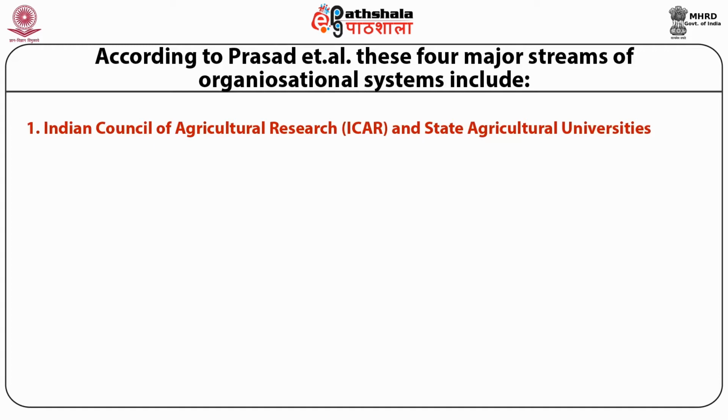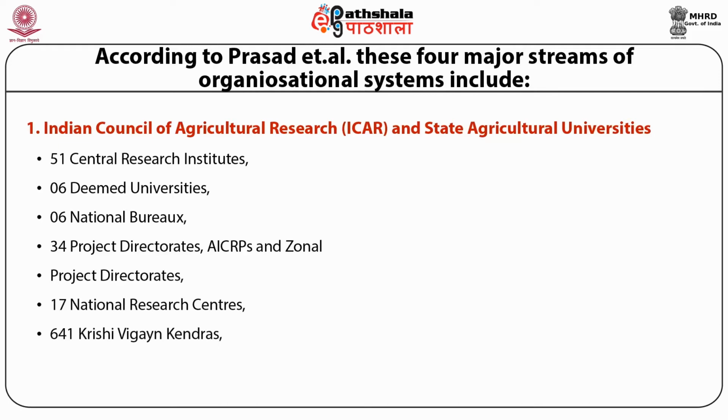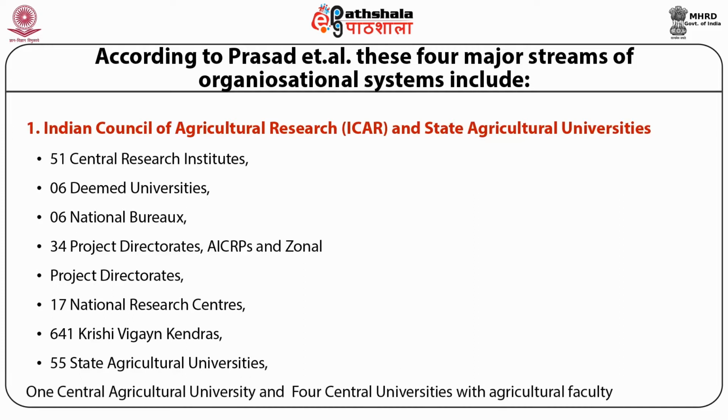Currently, the Indian Council of Agricultural Research has 51 central institutes, 6 deemed universities, 6 national bureaus, 34 project directorates, all India coordinated research projects and zonal project directorates, 17 national research centers, 641 Krishi Vigyan Kendras, 55 state agricultural universities, 1 central agricultural university and 4 central universities with agricultural faculty. All these groups of institutions have a mandate of conducting research and providing extension services to the community. The extension services provided by such institutions are recognized as center extension or extension education activities.